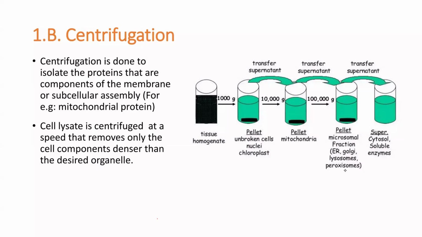So it depends on actually what you are looking for. It means that if you want to get the mitochondria, then you centrifuge at 10,000 times G. Then you get the mitochondria. Then the cell lysate is centrifuged at a speed that removes only the cell components denser than the desired organelles. So you see, this is how you do it. Then you isolate your desired organelle.